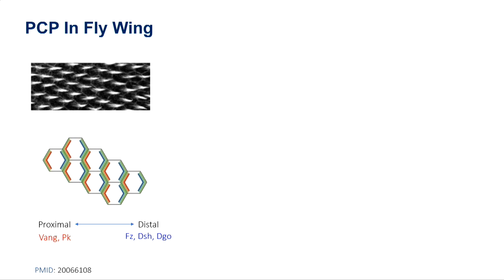So it's Van Gogh and its partner is Prickle. There are other molecules also involved in this complex formation. We are just skipping them so that we can keep focus on the whole, the simplified idea of what is happening. So I'm representing them by red color. They get segregated in the proximal edge of the cell.